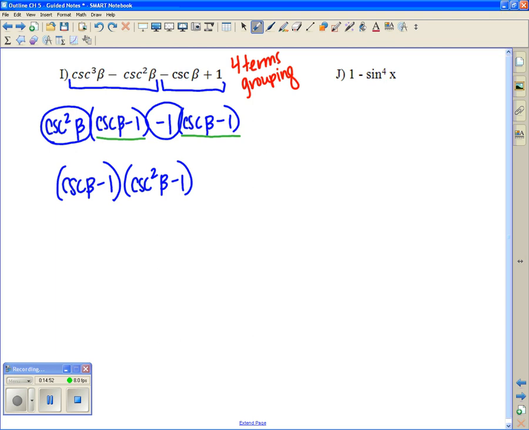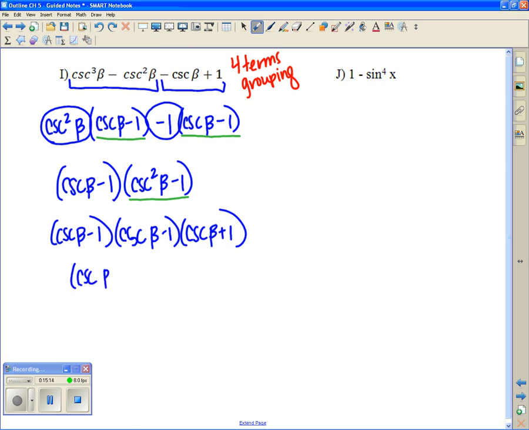You should always continue to look and see if there's anything else that can be done here. You obviously can't do anything with the first one, cosecant of beta minus 1, but this is a difference of two squares. So cosecant of beta minus 1 times cosecant of beta plus 1. And, gosh, if you really wanted to be spectacular, you could write this. You're just practicing factoring. You're doing a great job.